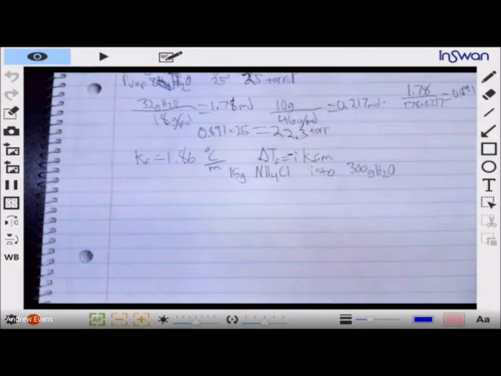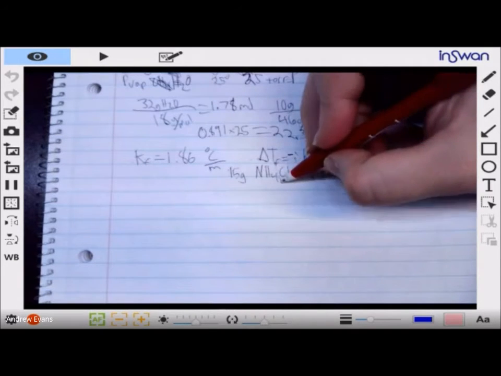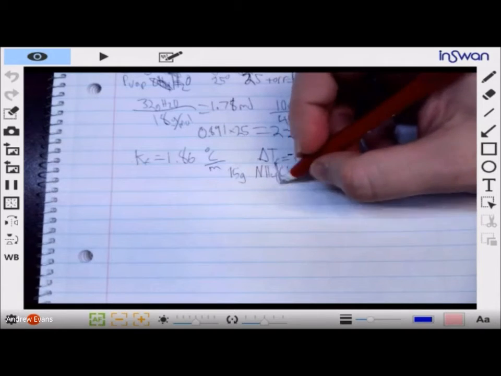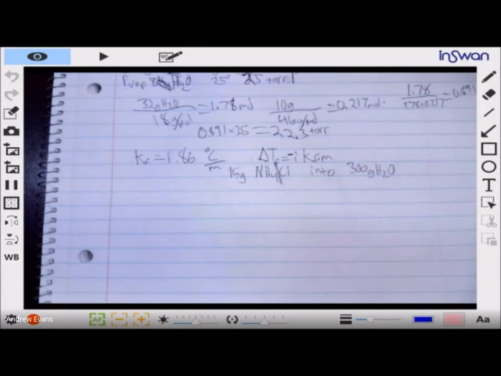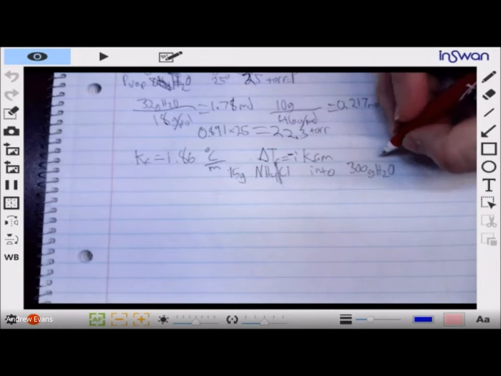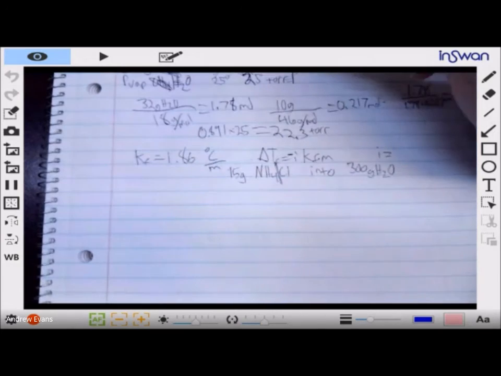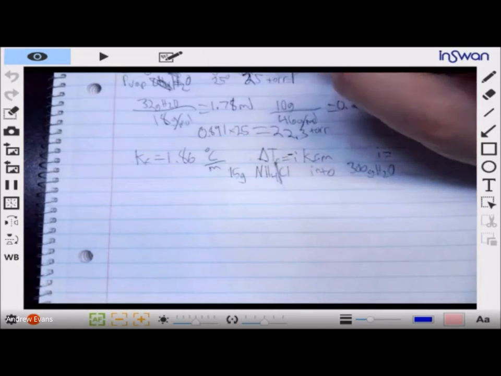Well, if I break this down into cation and anion, i is 2. Just because it's NH4 does not mean that's 5. NH4 is ammonium. It is a single ion. It breaks down into essentially 2. So our i is going to be 2. I've given you our Kf, so now we just have to find our molality.